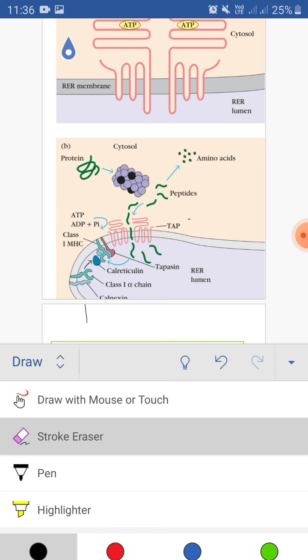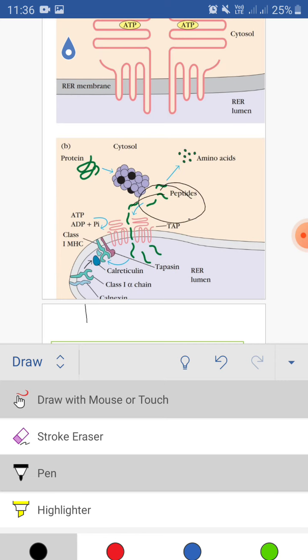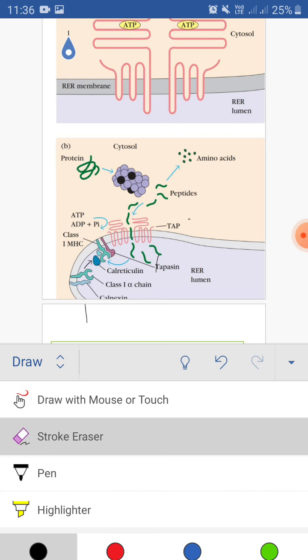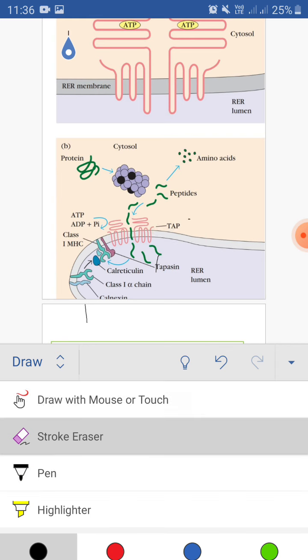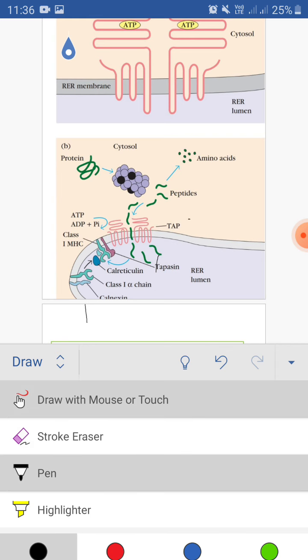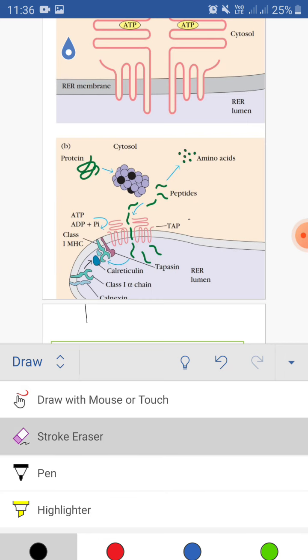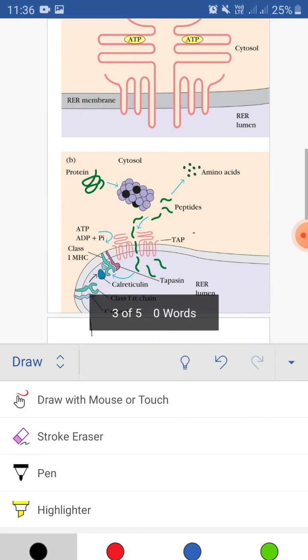and the peptides which are generated within the cytosol are now transported into the lumen of the endoplasmic reticulum via the TAP molecule. This is called the TAP molecule, and this is actually TAP1 and TAP2, which form a heterodimer in the membrane of the ER and transport peptides. These peptides now bind with the MHC molecule, and after binding with the MHC class 1 binding region, the tapasin and calreticulin proteins are released from that area.